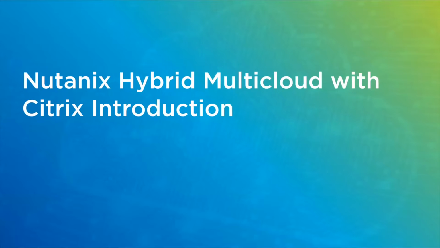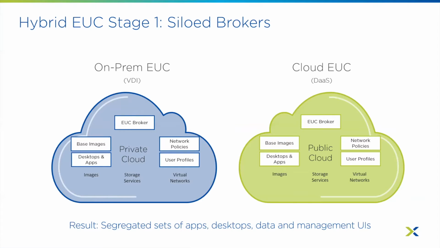So let's talk about Nutanix hybrid multi-cloud with Citrix introduction. Think about the stages of deploying EUC, specifically Citrix, in a hybrid deployment. You may have siloed brokers, right? You may be using the on-prem control plane from Citrix in your private cloud data center. And you might be using a different broker, possibly Citrix DaaS control plane for your public cloud, depending on your licensing from Citrix. Depending on what version of Citrix you're in, you might have two different control planes. You might be in that hybrid licensing state. You might be in that in-between state.